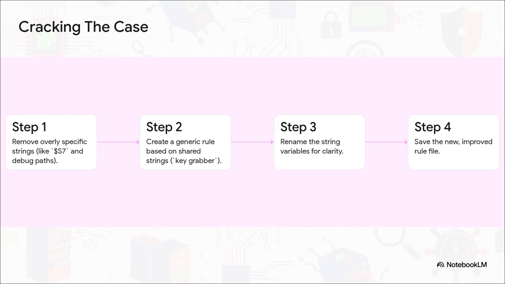So, what's the solution? We've got to edit the rule by hand. We're going to make it less specific. We'll get rid of the strings that only show up in one of the files, like that $S7 one, and instead we'll focus only on the clues that they both share, things like key grabber and that c/system.log path. We'll also rename the variables to make it a little clearer, and then save our new improved rule.